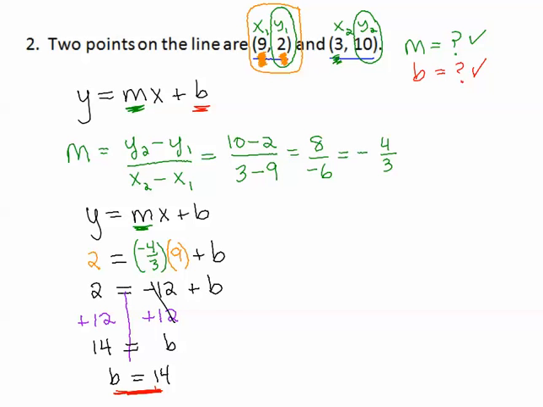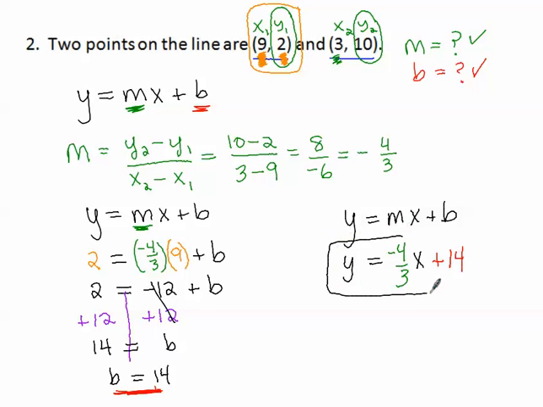So again, let's remember, we're using y equals mx plus b. Y equals the m that we found earlier, -4/3. And the b we just found is 14, plus 14. And there's our equation in slope-intercept form.